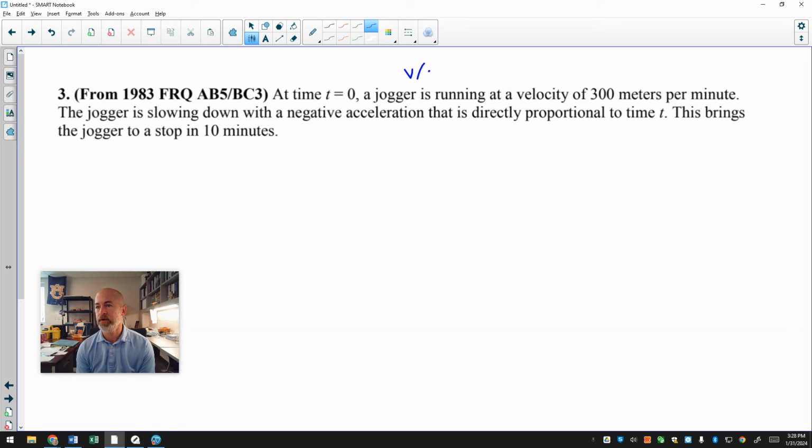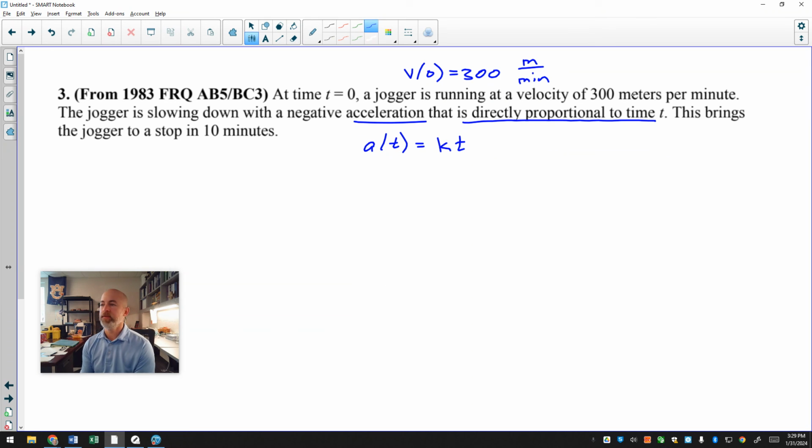If I were working this problem out, I would go ahead and write down V of 0 is 300 meters per minute. Helps me think. The jogger is slowing down with a negative acceleration. So we're talking about the acceleration. Oh, here we go. Is directly proportional to time t. A of t, acceleration, is directly proportional to time t. This brings the jogger to a stop in 10 minutes.